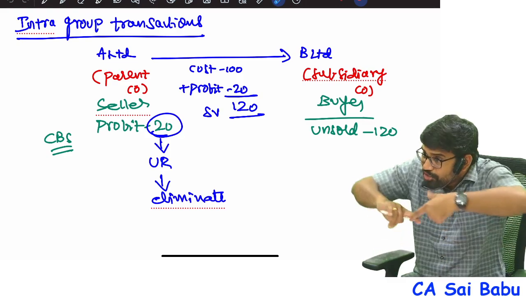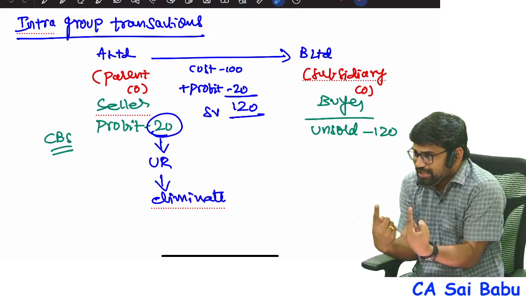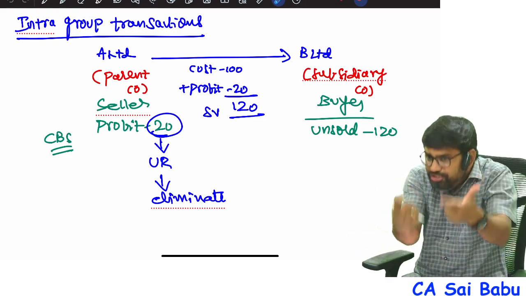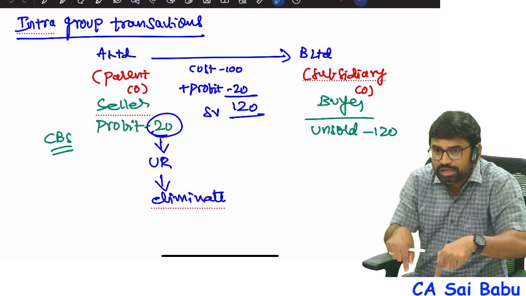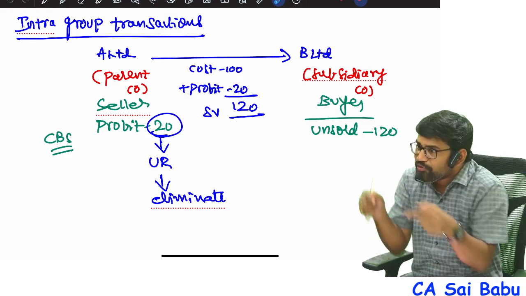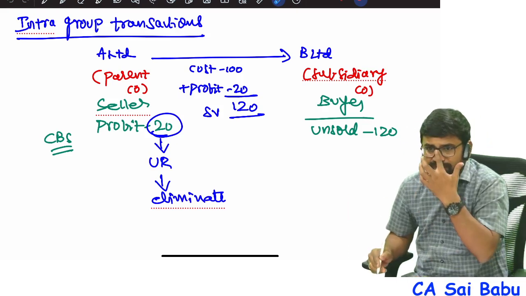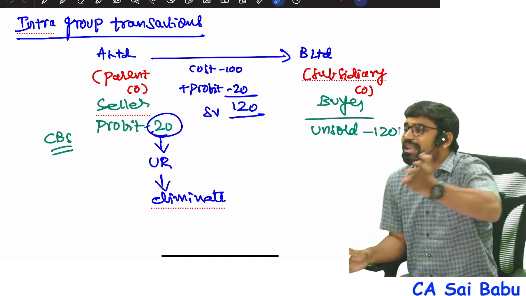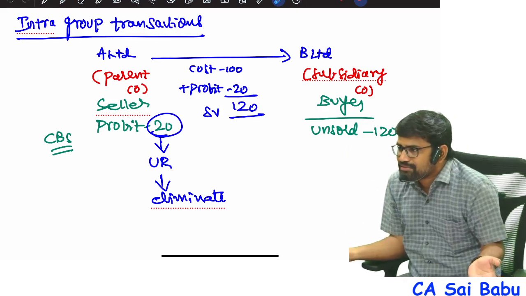Parent and subsidiary are now one entity only. Consolidation means treating parent and subsidiary as one entity. Whatever stock is there with the subsidiary is my stock only. It is not yet sold, but I recognized the profit. Is it logically correct? Therefore, what do I need to do? Eliminate this 20 rupees profit, which is not yet realized. Where will I eliminate it from? It is already there in the profits.